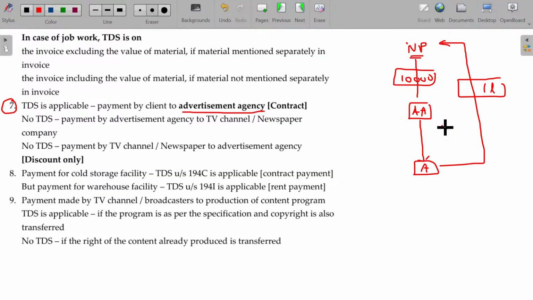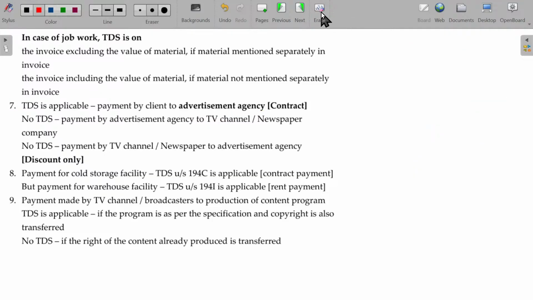Now, this is only commission. TDS is applicable. There are some variations. What is that? TV channel or newspaper, advertising agency, advertisers. There's a close connection between advertisers and the advertising agency.